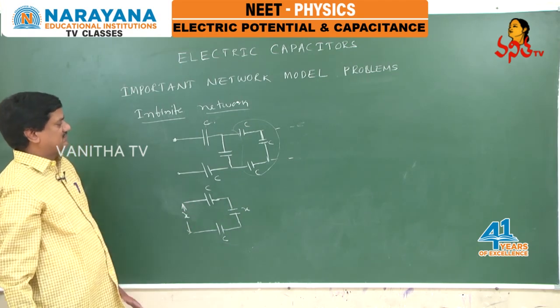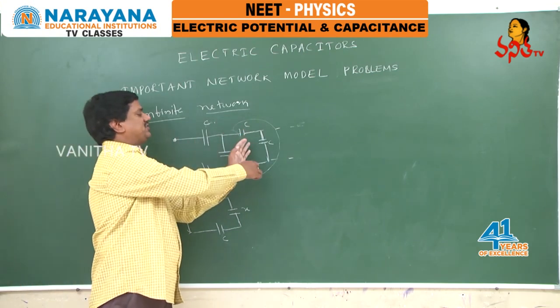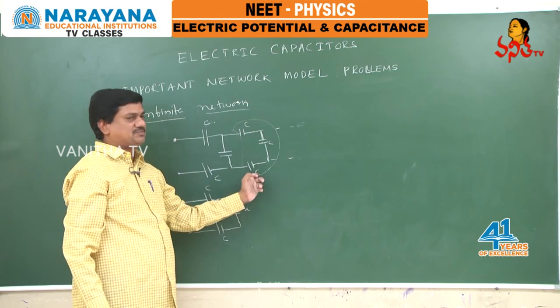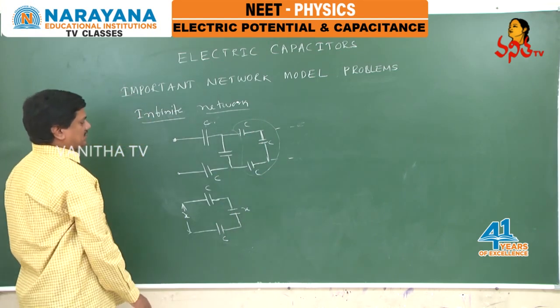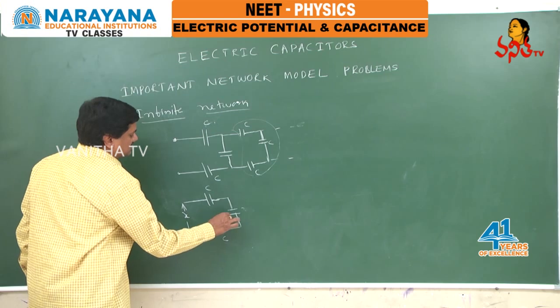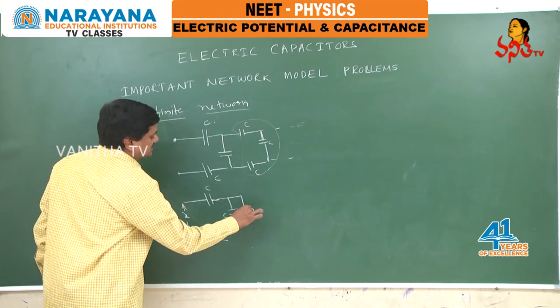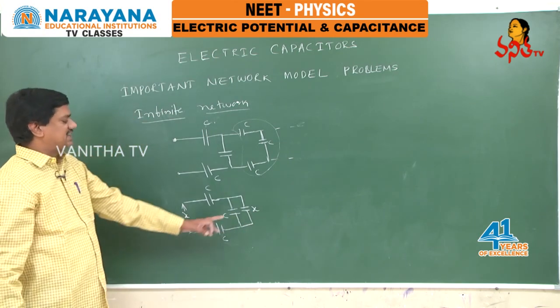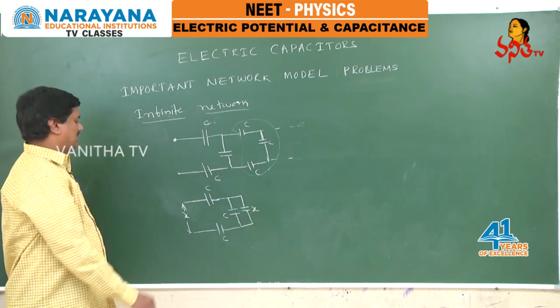Once again, see the procedure. First, identify the part which is getting repeated. So here in this example, C is repeating. This is capacitance C, and which part is repeating? This part, X, is getting repeated. Let that repeated part be X. So what will be the effective capacitance?